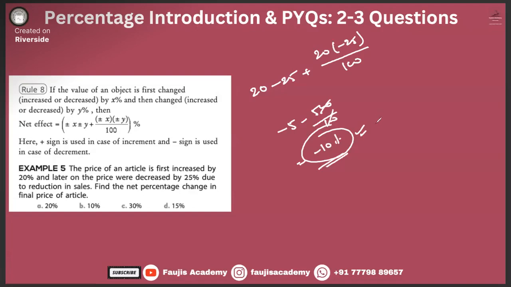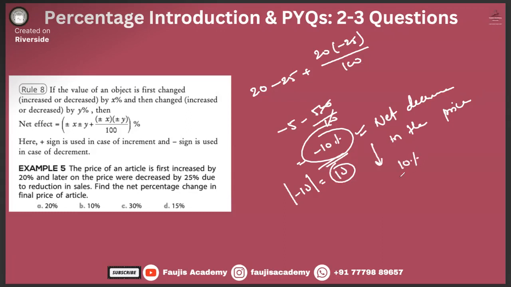denotes that there has been a net decrease in the price. And what is the absolute value? The magnitude of it is 10. So the value of the price has decreased by 10%.